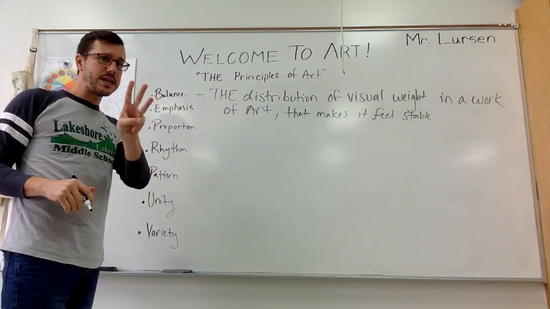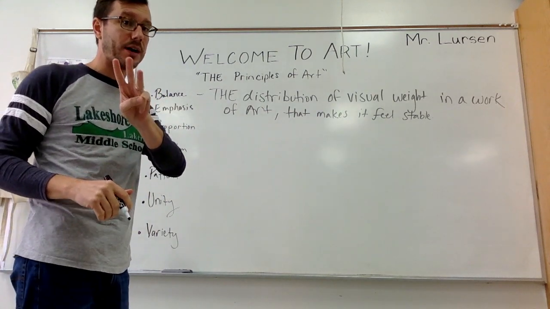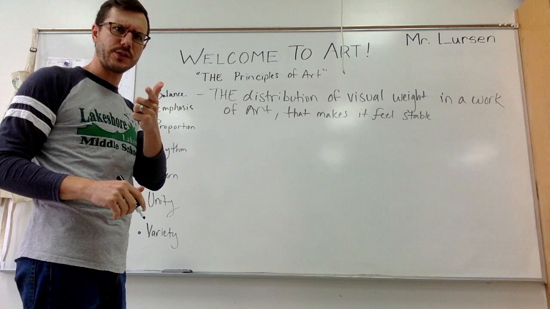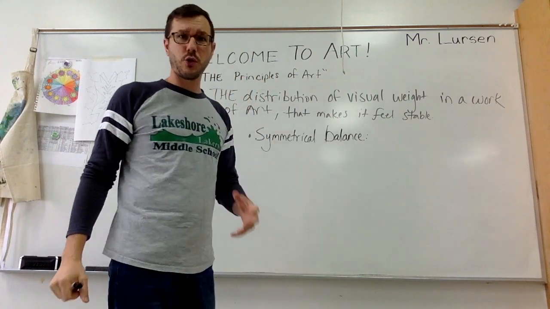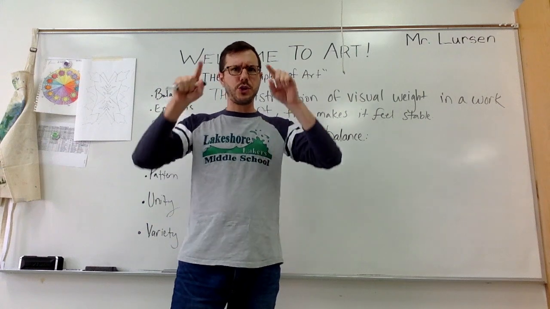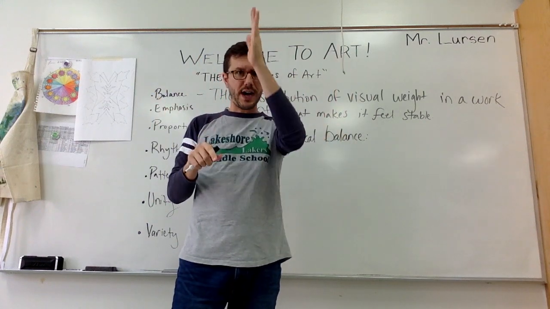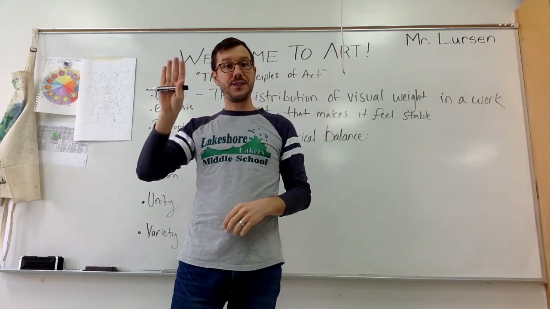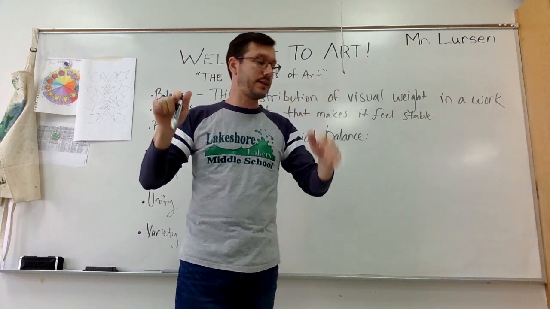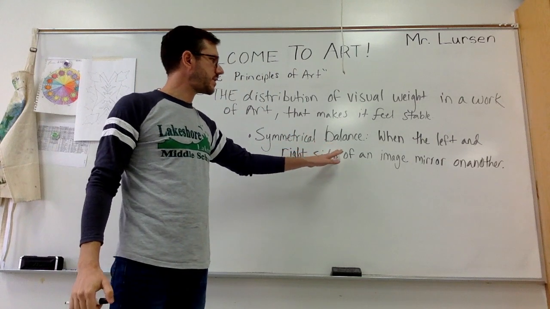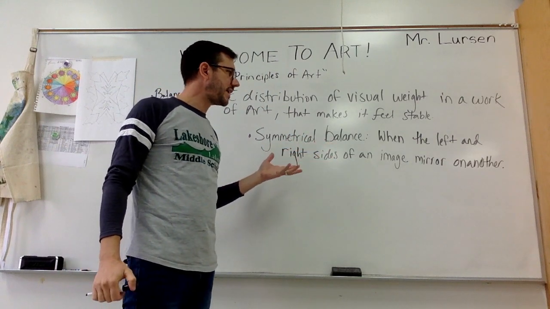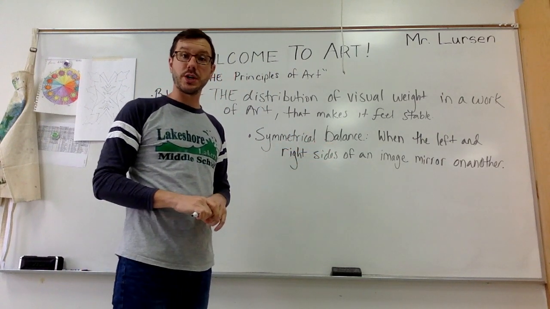There are 3 subcategories of balance that we're going to talk about, and I even have some examples. Number 1, symmetrical balance happens whenever you take a picture, divide it down the middle, and the left side mirrors the right side. So, symmetrical balance is when the left and right sides of an image mirror one another.